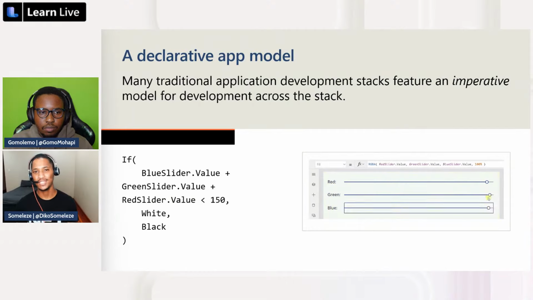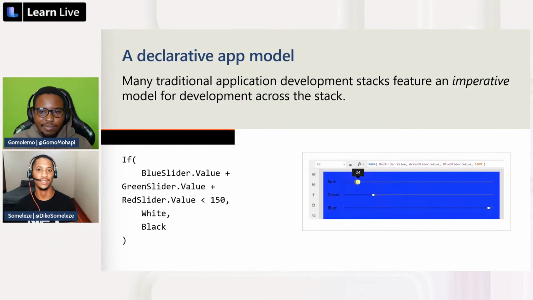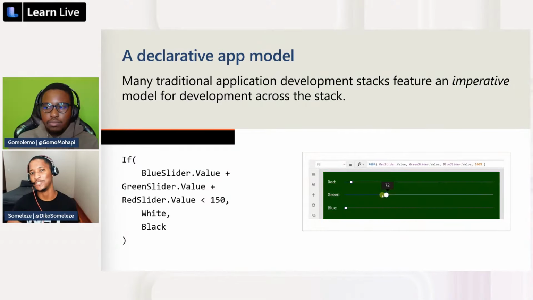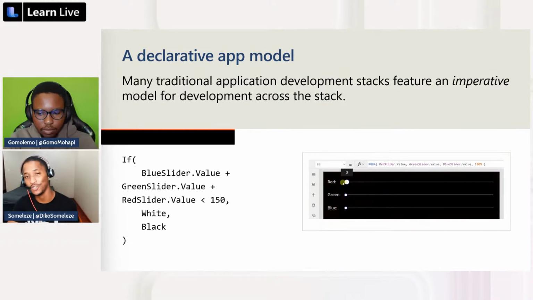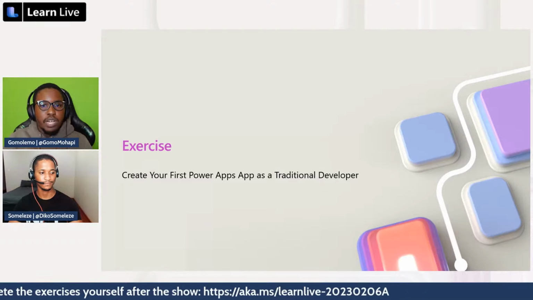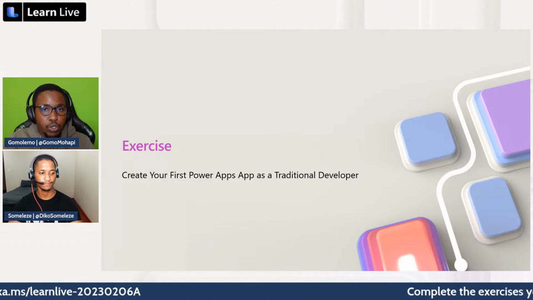But enough chit chat about the declarative app model and what is low code as a traditional developer. Let's actually do something, because I believe Homolemo has something in store for us to understand how traditional developers can use Power Apps to build their own solutions. Homolemo? Yeah, sure. Let's get to the building part of the Learn Live. We've spoken so much about Fusion Dev and how pro devs can leverage local tools such as Power Apps.